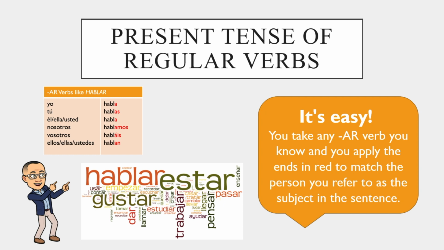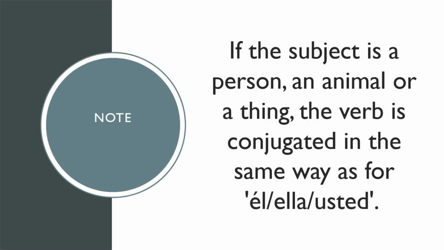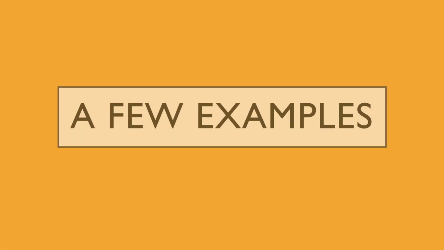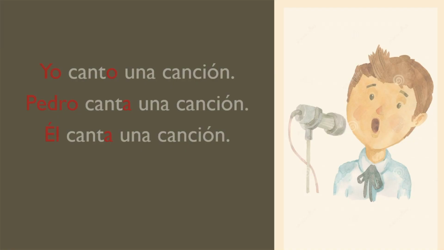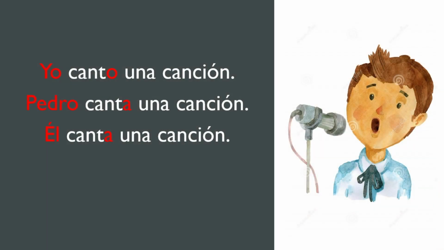Now, if the subject is a person, an animal or a thing, the verb is conjugated in the same way as él, ella. Instead, look at these examples. Yo canto is me, I sing una canción. But Pedro is another person, a third person. Pedro canta una canción. Canta is conjugated exactly like él, ella, or usted. Él canta una canción.